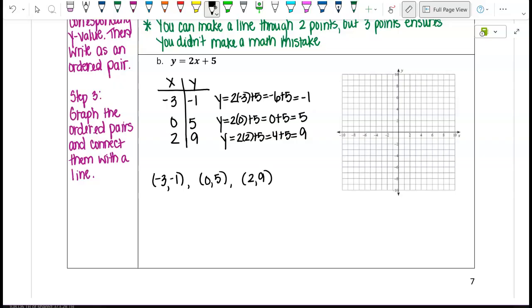And now, once I have all 3 of my ordered pairs, I'm going to go and graph them. -3, -1 means 3 left, 1 down. 0, 5 means don't go left or right, but go up 5. And 2, 9, 2 to the right and up 9. And again, if I've done my math correctly, all 3 of those points should be in a line. And then you're going to use your straight edge to connect them.